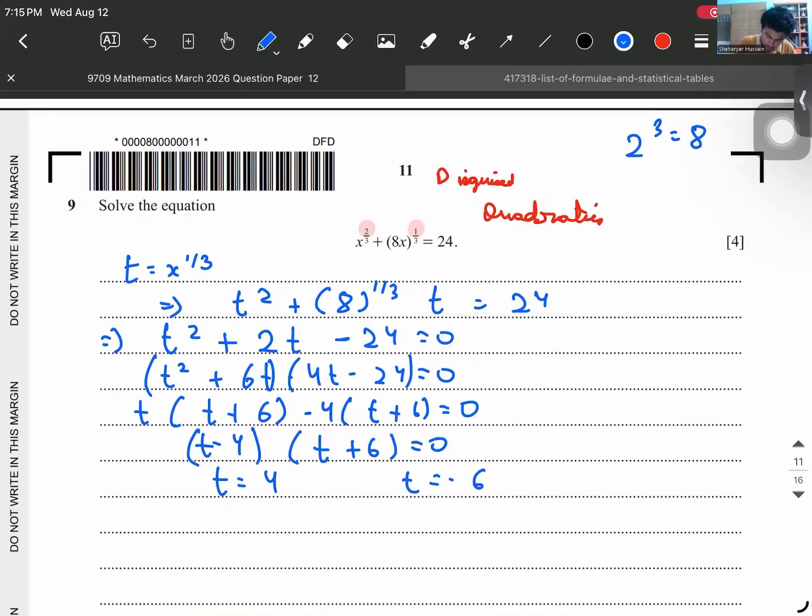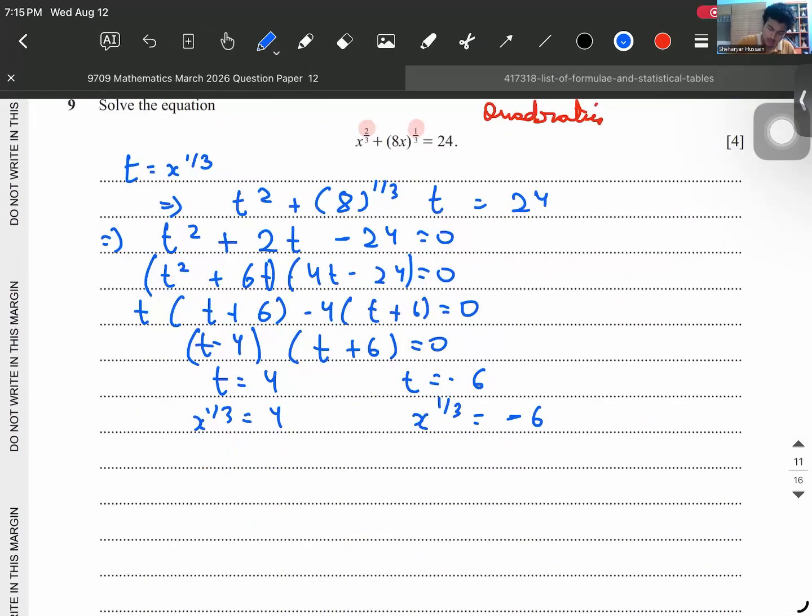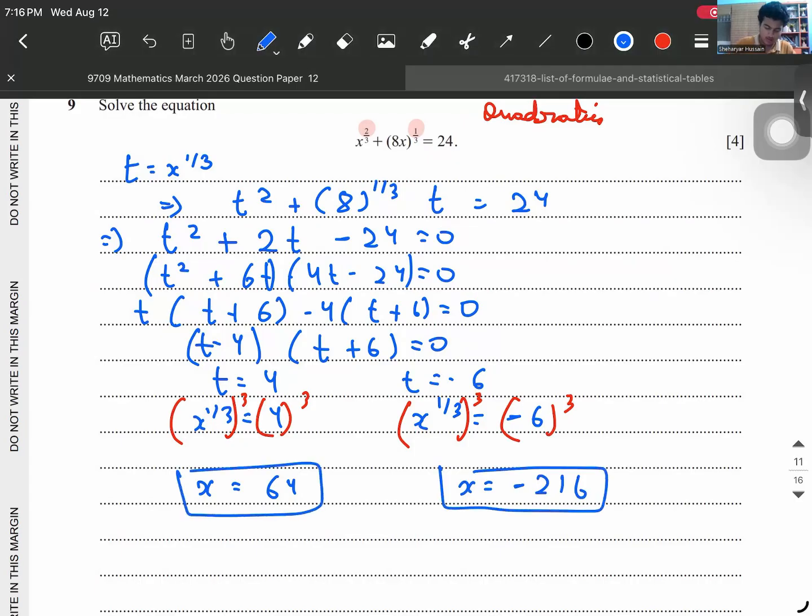Just input x to the power of 1/3 equals 4, x to the power of 1/3 equals negative 6. Okay, so just cube on both sides. So this turns out to being x equals 4 cubed is 64, and cube on both sides, so here x turns out to being negative 216. Okay, these are your answers.